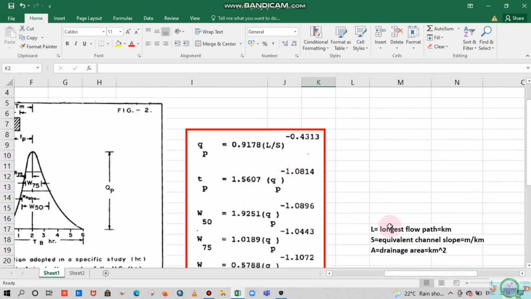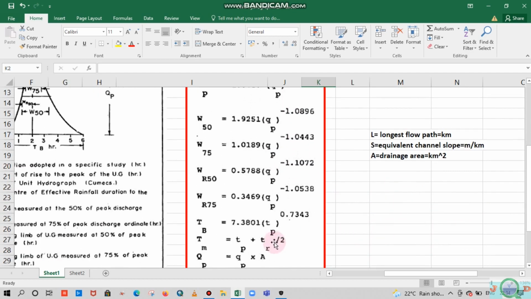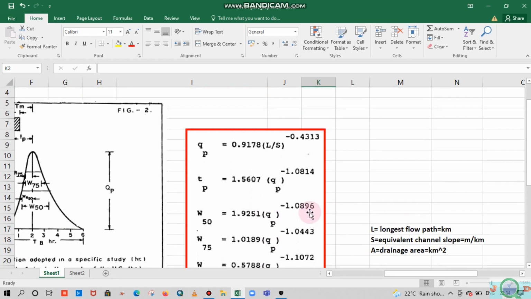And here in this equation, L is the longest flow path in kilometers, S is the equivalent channel slope in meters per kilometer, and A is the drainage area in square kilometers, used to find the peak flow. So we can extract these geomorphic characters from a GIS tool.